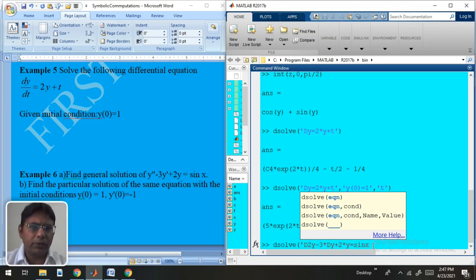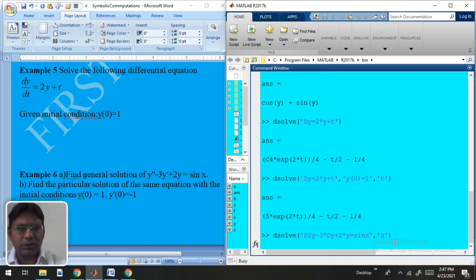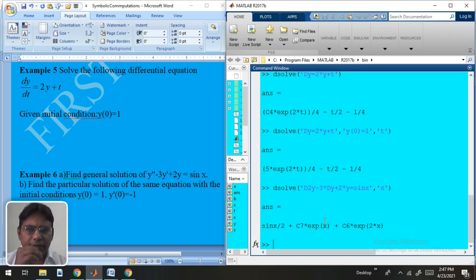So we have the function here, with respect to x. Let's check again: dsolve D2y minus 3 Dy plus 2 into y is equal to sine x. Now let's run it. This is what we get, the general solution.